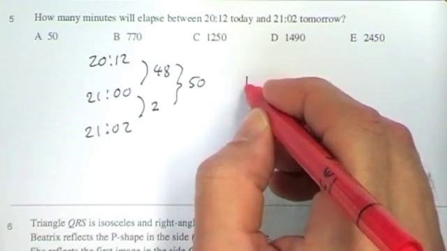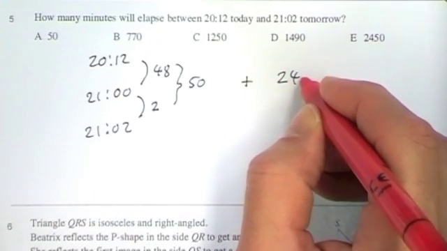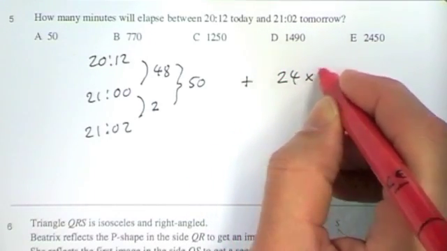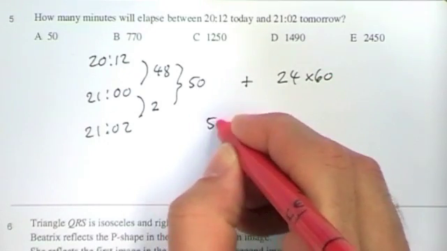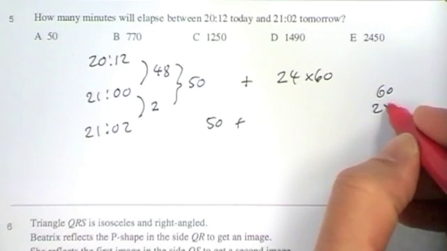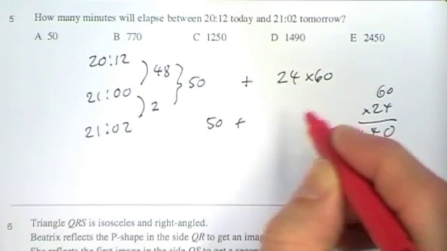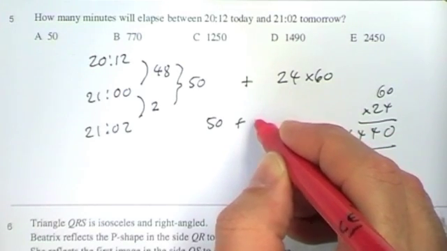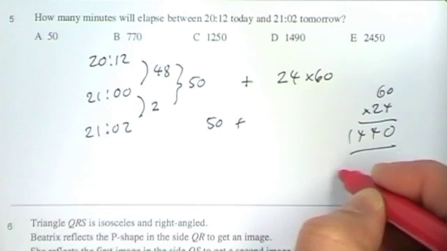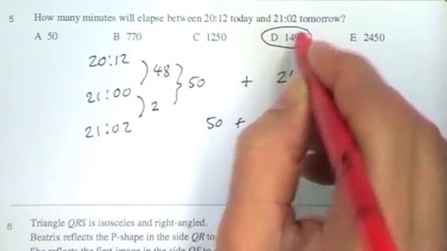But then I've got to add on another 24 hours. That's going to be 24 hours of minutes, times 60. That's going to be 50, add on 60 times 24, that's going to be 1440. So add 50 to that, we're going to get 1490, which is D.